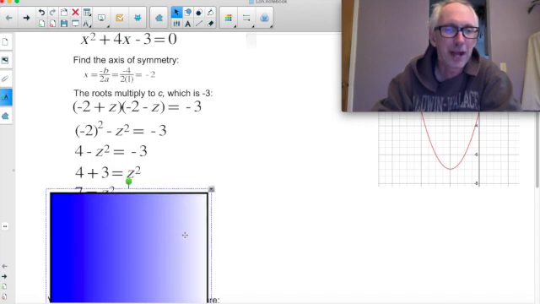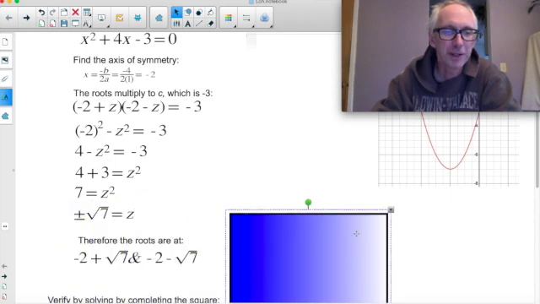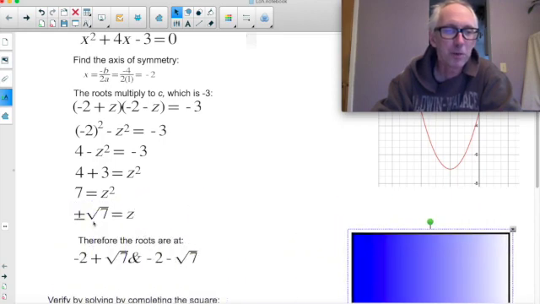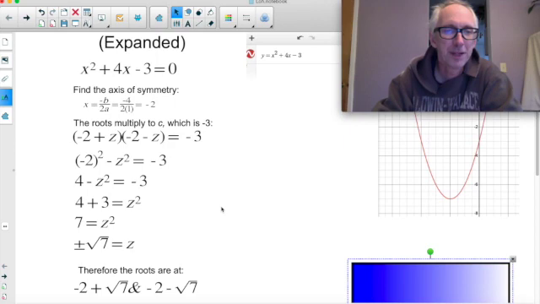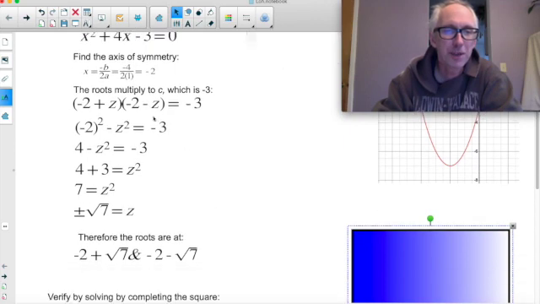All right, we're going to add 3 to both sides and then add z squared to both sides to move things around. And we get 4 plus 3 equals z squared, or 7 equals z squared. Therefore, z will be plus or minus the square root of 7. Therefore, the roots will be located at negative 2 plus square root of 7 and negative 2 minus square root of 7. Okay, so this is really Loh's technique here: you basically want to find this z value, and you start with the axis of symmetry.